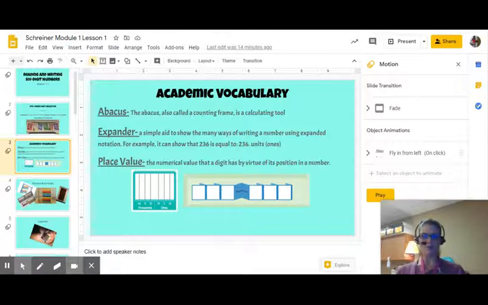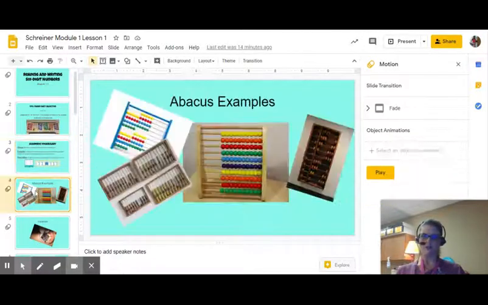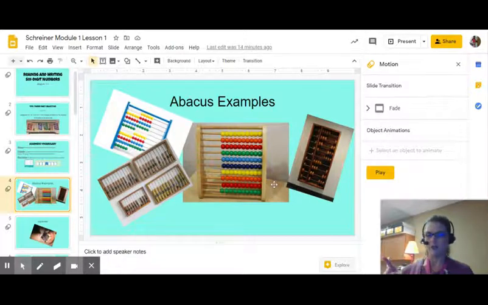So, the next thing we're going to talk about is an abacus. I'm going to show you some pictures of an abacus real quick. This is a picture or several pictures of real live abacuses. When you hear the word abacus, you're like, oh, I don't know what that word is. But I guarantee you, most all of you have seen an abacus. So raise your hand if you've ever seen a real live abacus.